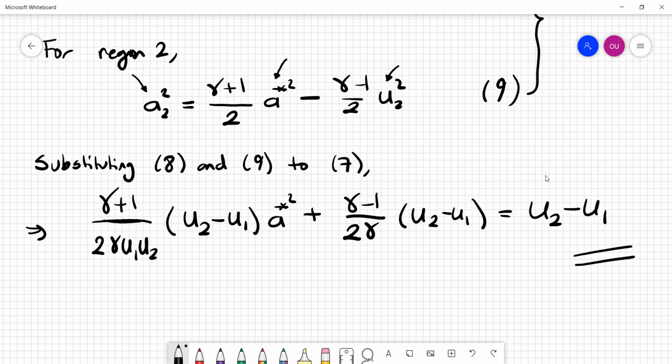Okay, so now, just a little note here, this equation is physically representing continuity plus momentum plus energy conservation for the flow through a shock wave.